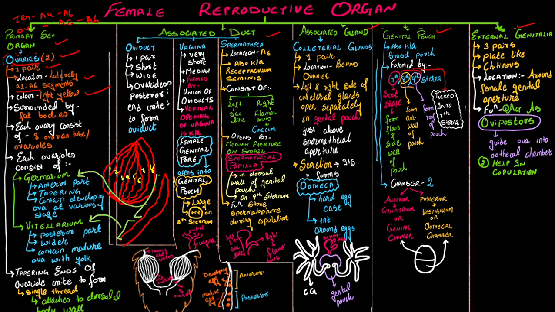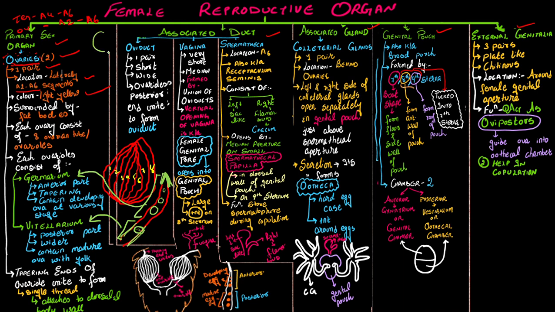In the anterior part, what will happen? This is having the tapering end. A tapering end structure will be present, and here the ova is developing. You can see here it is still developing. It consists of the developing ova. But if we talk about the vitellarium, it is present in the posterior part and it is wider. This one is tapering and this one is wider. And here the ova which is present is the mature ova. It contains the mature ova with the yolk.